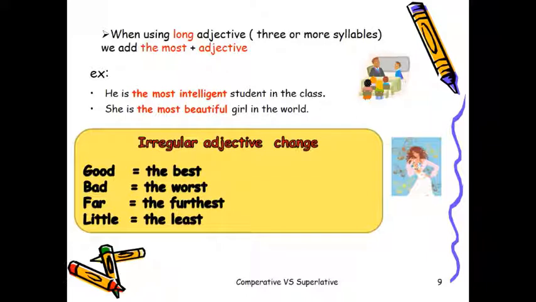But what happened to the irregular adjective? The irregular adjectives do change the form. They don't follow rules as the first two, I'm referring to the short adjectives and the long adjectives. So here's a list of the irregular adjectives that change the form. Good, the best. Bad, the worst. Far, the farthest. Little, the least.